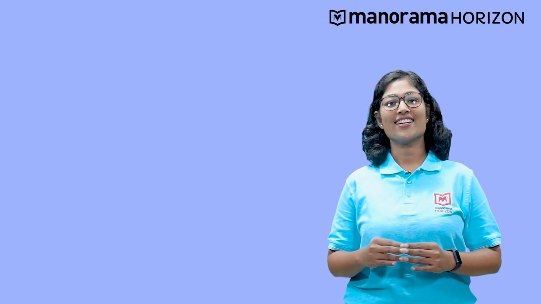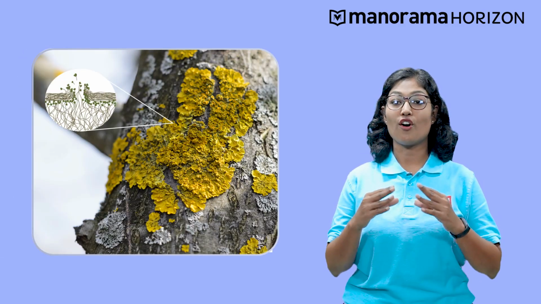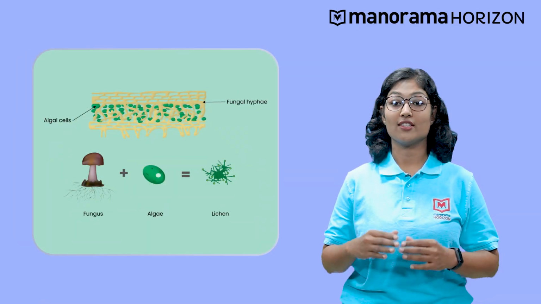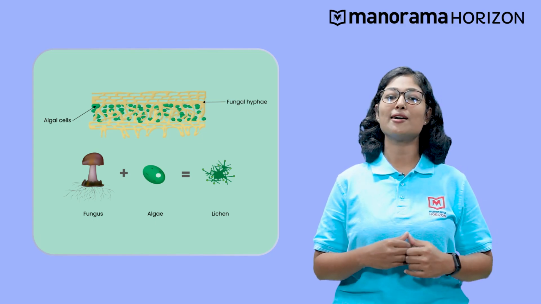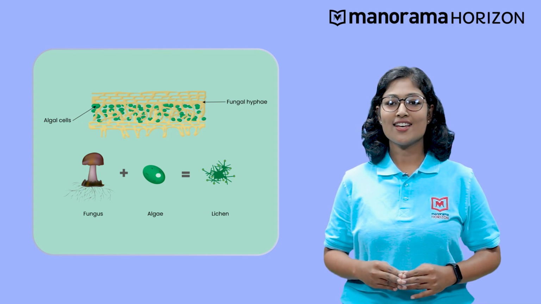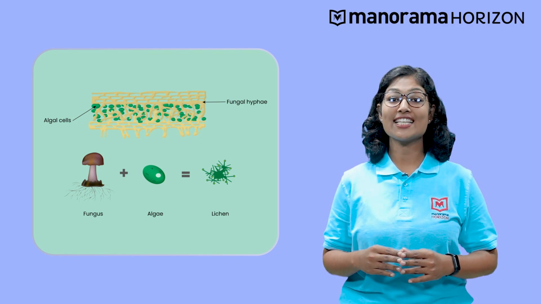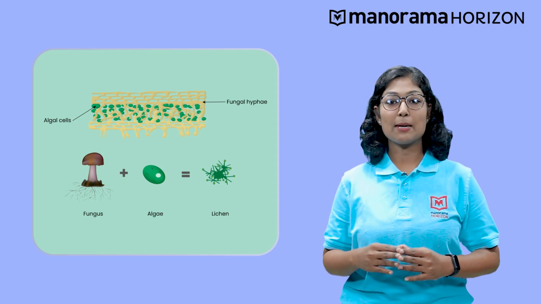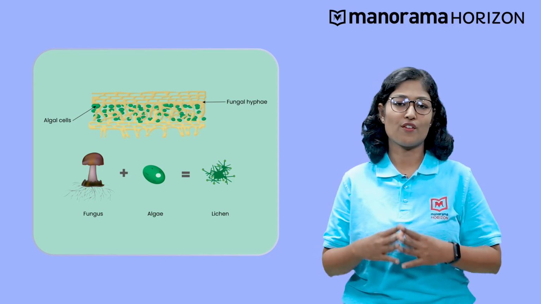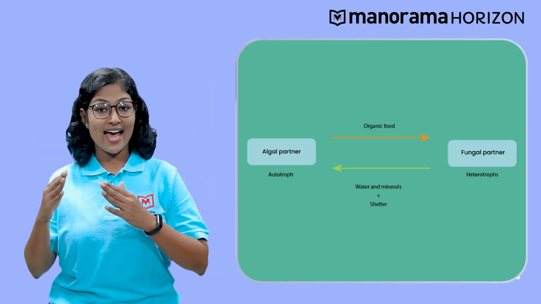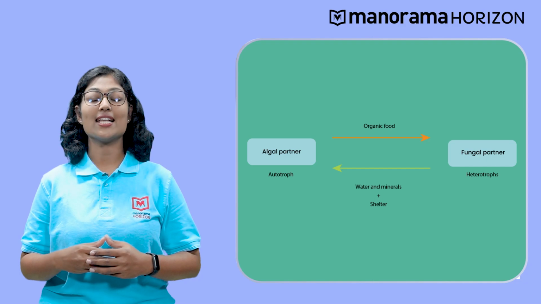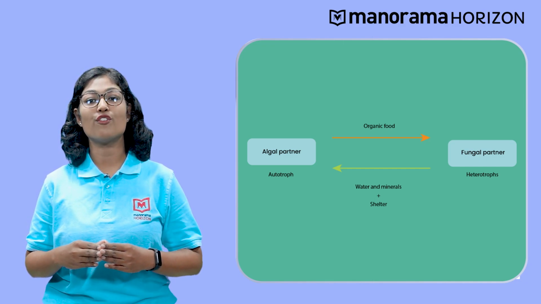So first, lichen. Lichen is a symbiotic association of an alga and a fungus. So here there are two components, one algal component, the phycobiont, and another fungal component, the mycobiont. Let us see the mechanism of nourishment in lichen. You will be familiar with the concept that algae are autotrophs. That is, they prepare their own food through photosynthesis, and fungi, on the other hand, are heterotrophs. What happens is that the algae provide food for the fungi, and in turn the fungi provide shelter and absorb mineral nutrients and water for the algae.